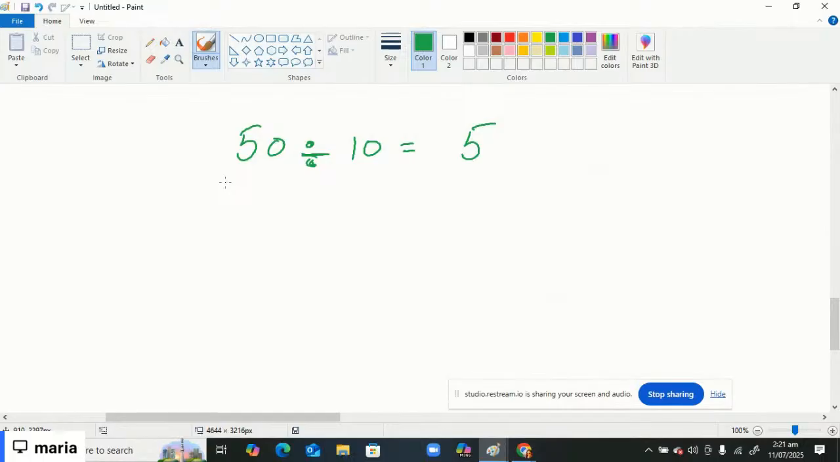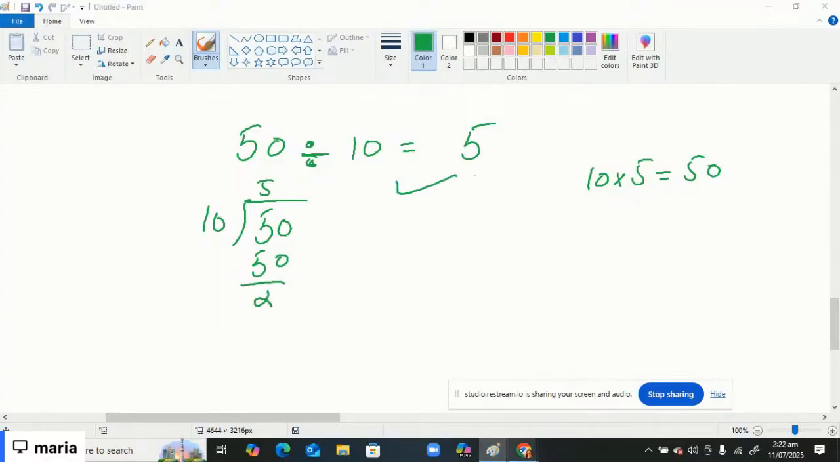So 5 times which number is closer to 50? So when you check, put 50 inside and 10 outside. So 10 times which number is 50? 10 times 5 is 50. And now we see that both the sides are equal. It means that the answer is right. So this is true.